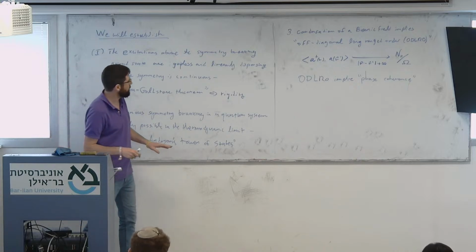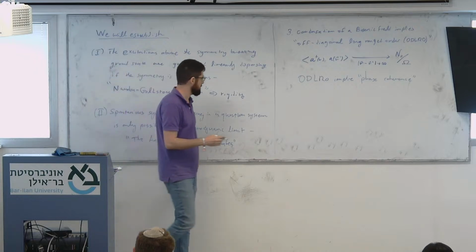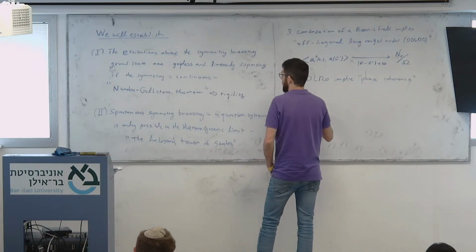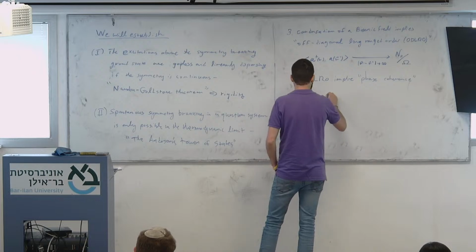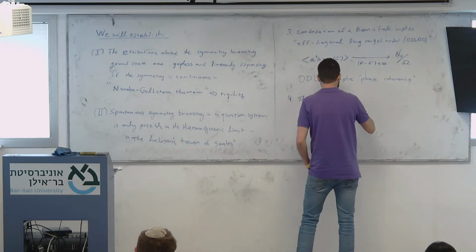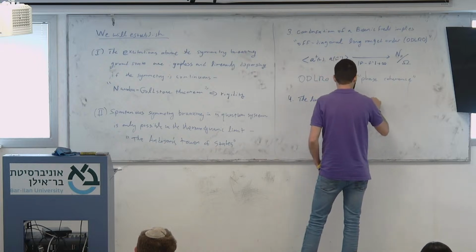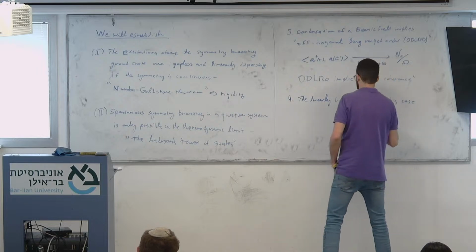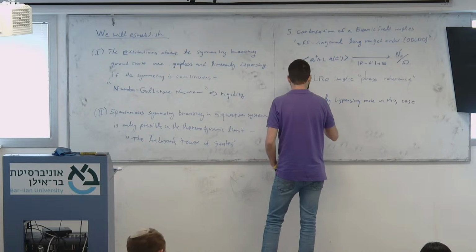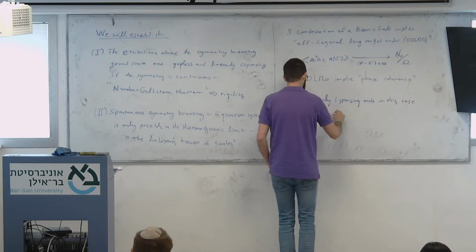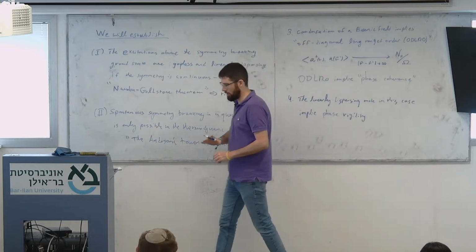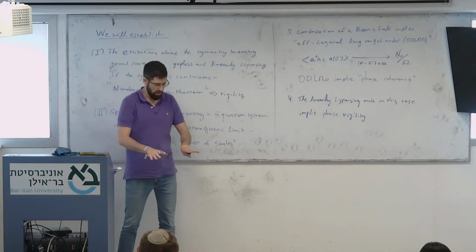Yeah, maybe I'll add a fourth point. Originally, I was supposed to write it in point 2, but maybe I'll write it here. The linearly dispersing mode in this case implies phase rigidity. Okay, means that the phase at different positions it's kind of like elastic.